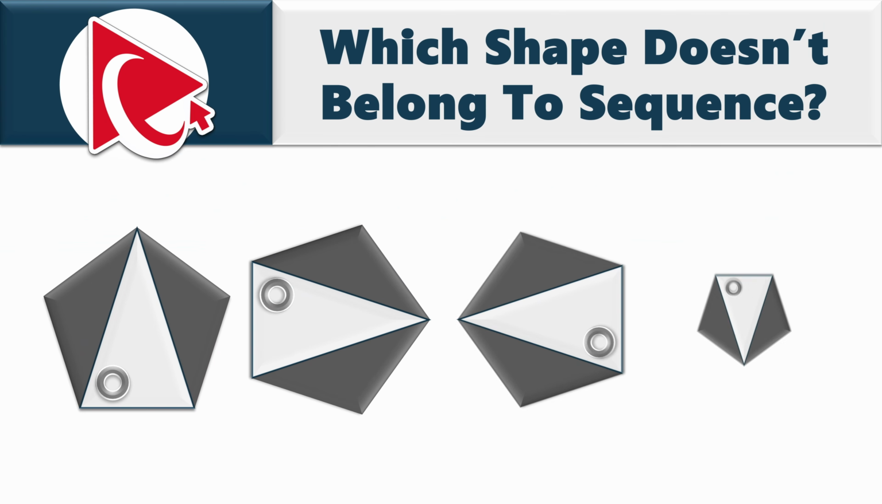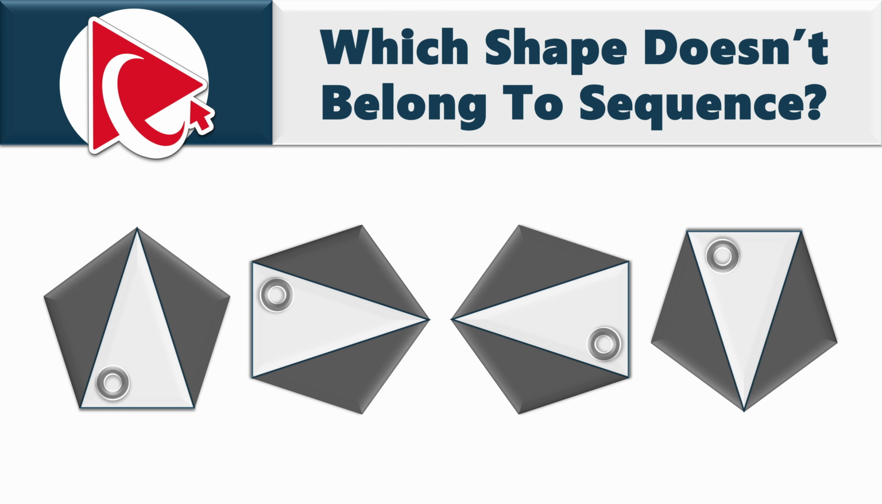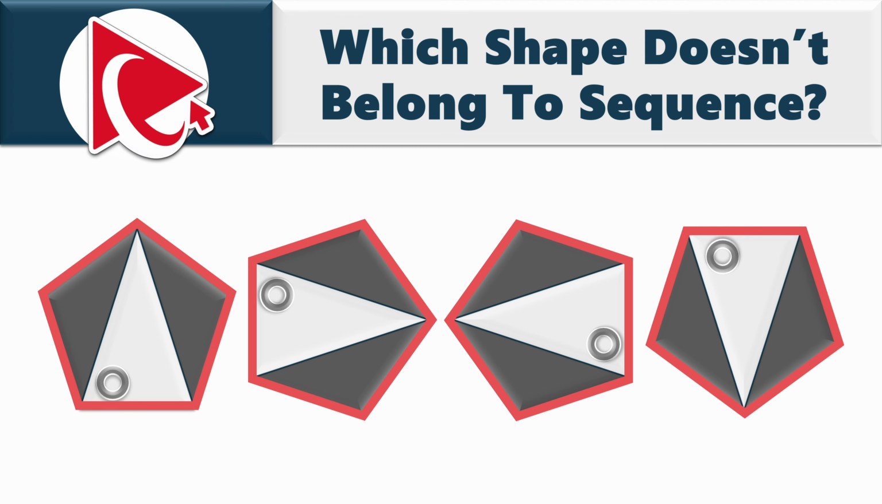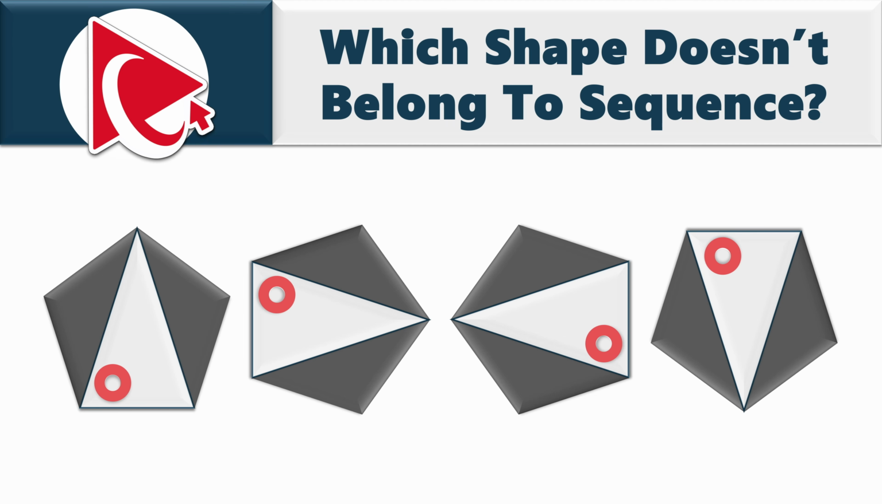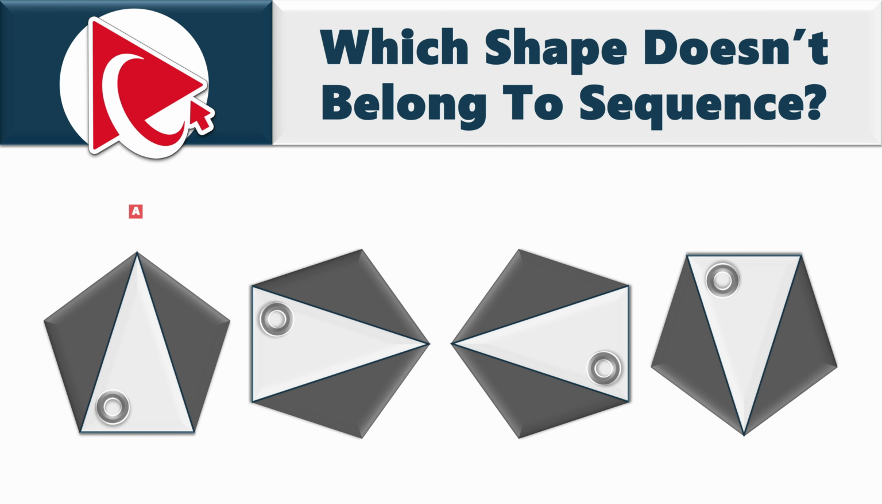You are presented with 4 shapes. Each shape consists of pentagon, triangle, and the donut. You need to determine which shape does not belong to the sequence. And your choices are, out of 4 shapes, choices A, B, C, and D. Do you see the answer?